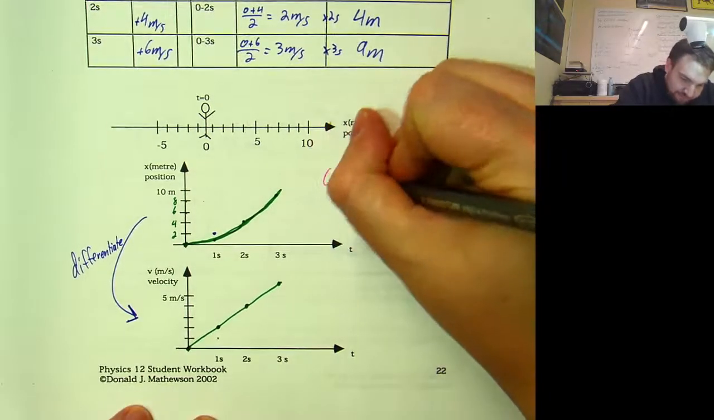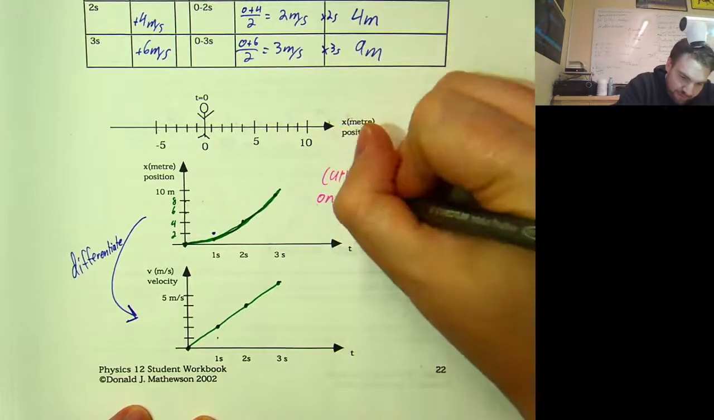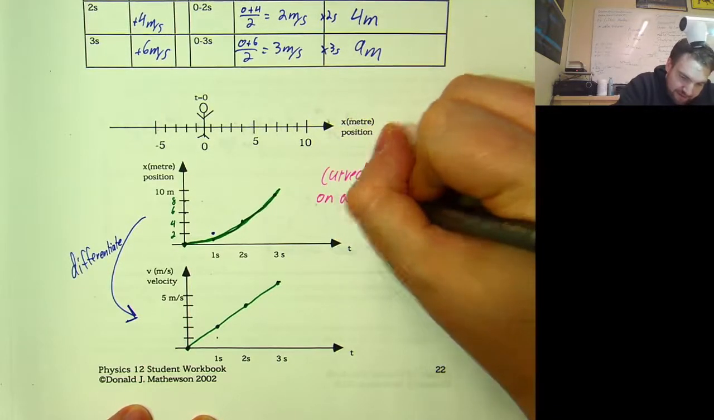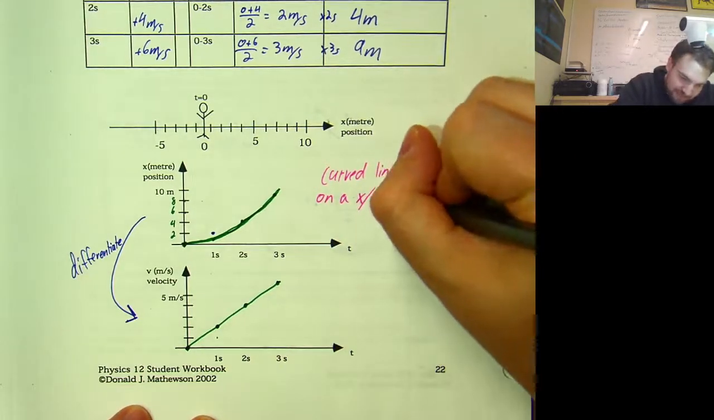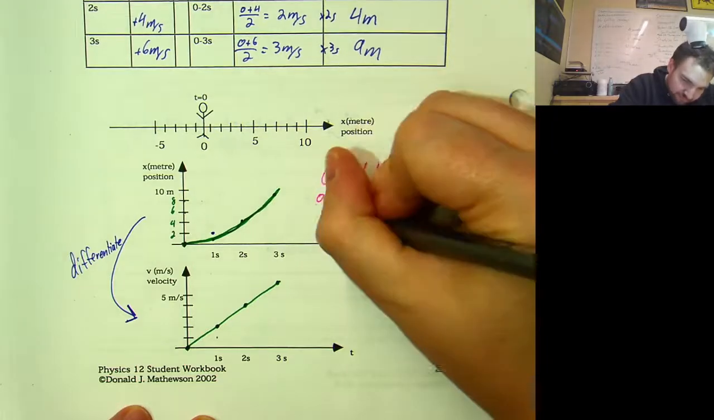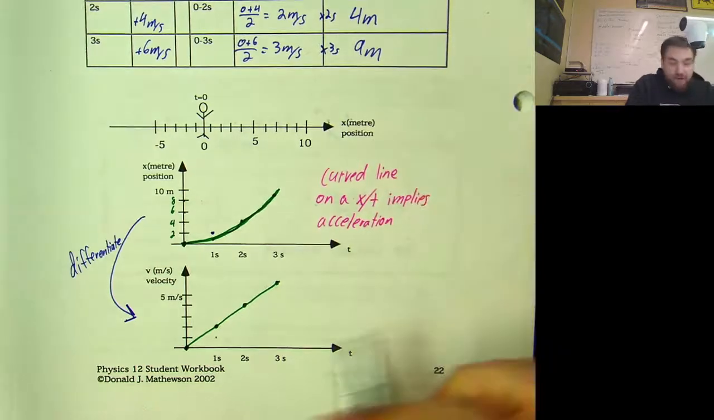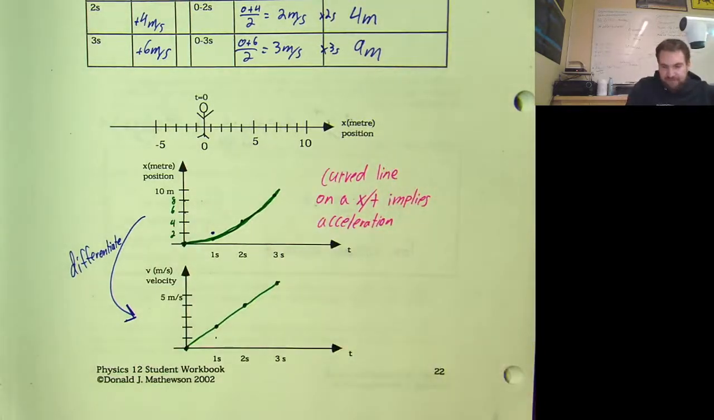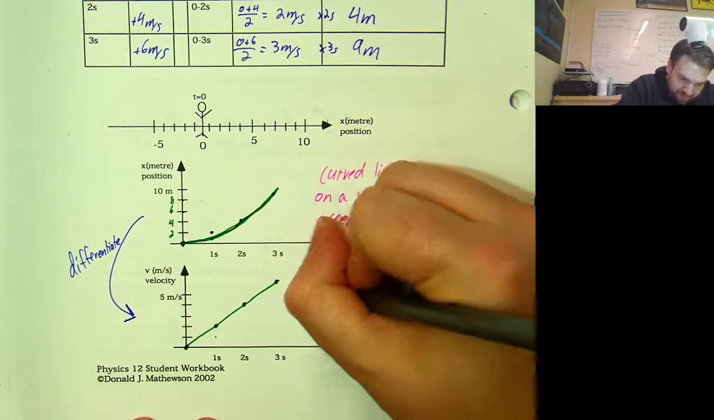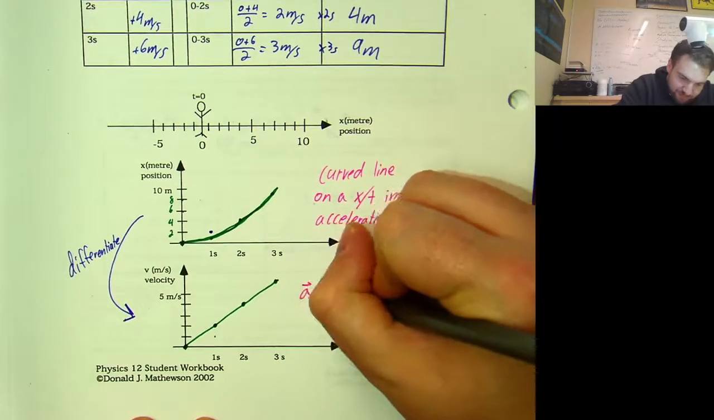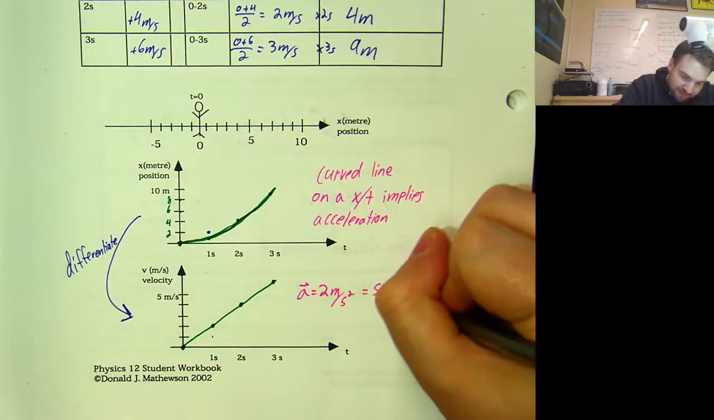So a curved line on an x-t graph, a position-time graph, implies acceleration. Curving up is positive, curving down would be negative. And we know the slope here. The acceleration we know is 2 meters per second squared, so that's going to be the slope of that line there.